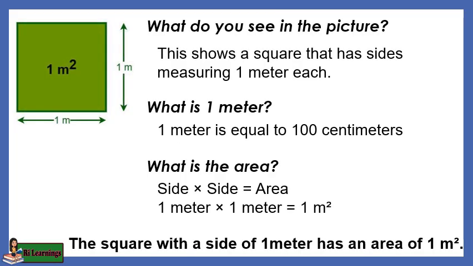What do you see in the picture? This shows a square that has sides measuring 1 meter each. What is 1 meter? 1 meter is equal to 100 centimeters. What is the area? Side times side equals area. 1 meter times 1 meter equals 1 square meter. The square with a side of 1 meter has an area of 1 square meter.